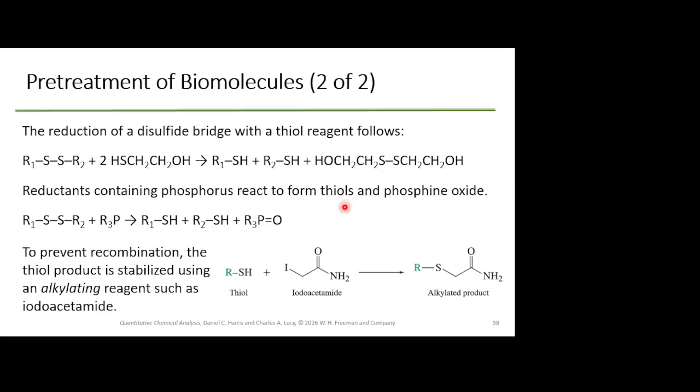And so this is actually that reduction. This is going to be with thiol reagents. And so here's our disulfide bridge. That's the pre-reducing agent. And we get our split disulfide bridge. Okay.